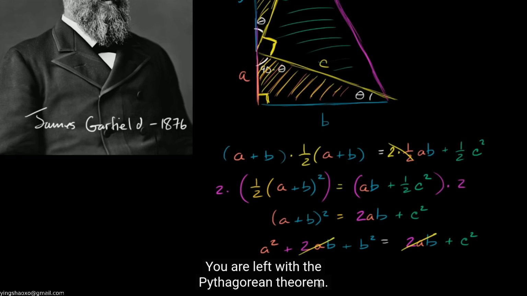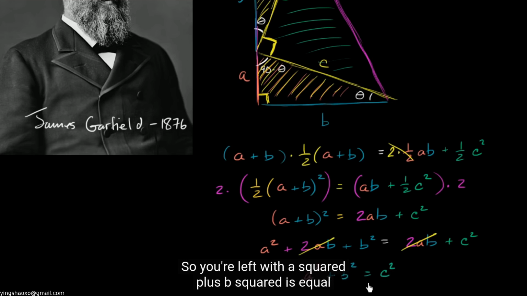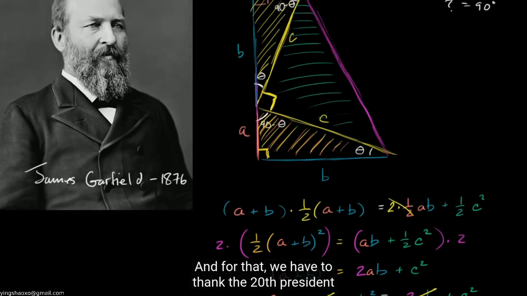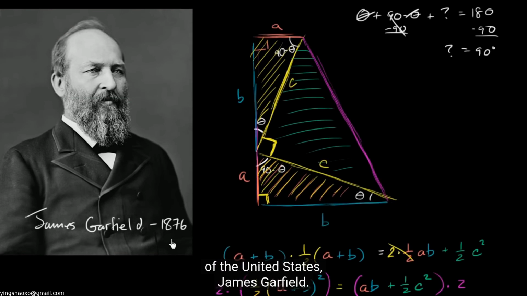You are left with the Pythagorean theorem. So you're left with a squared plus b squared is equal to c squared. Very, very exciting. And for that, we have to thank the 20th President of the United States, James Garfield.